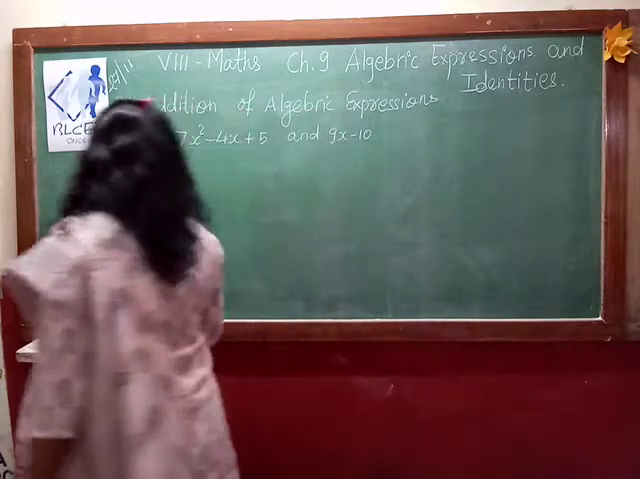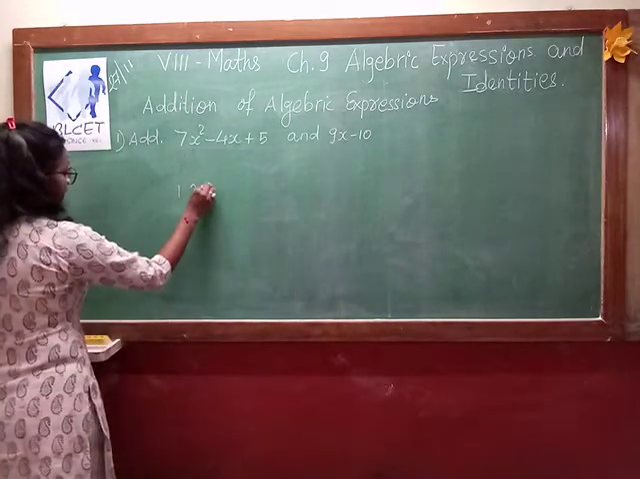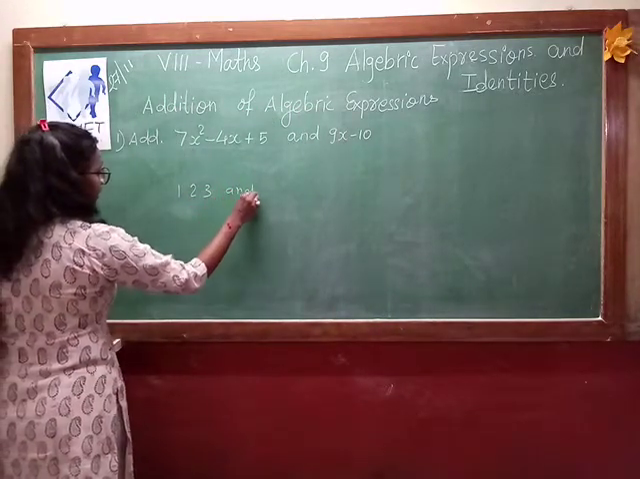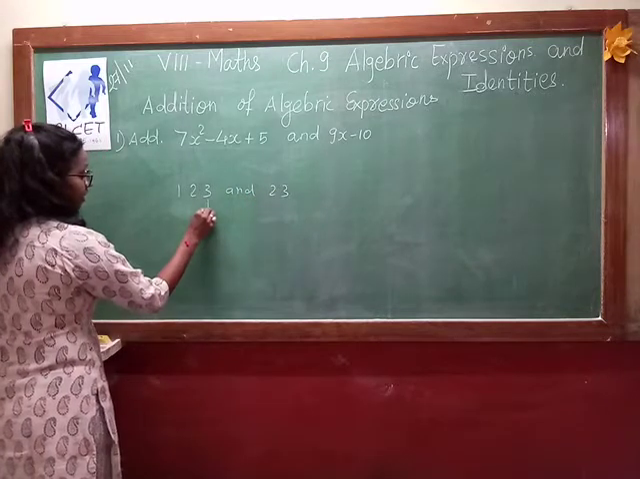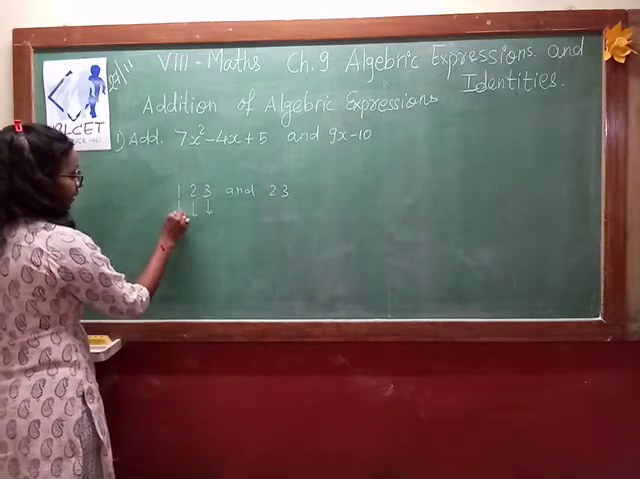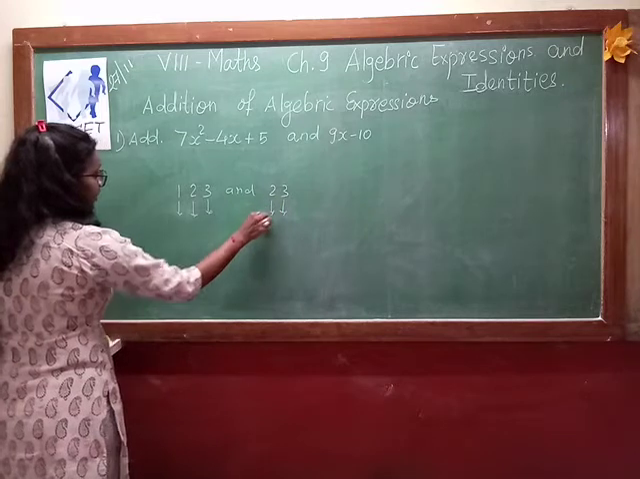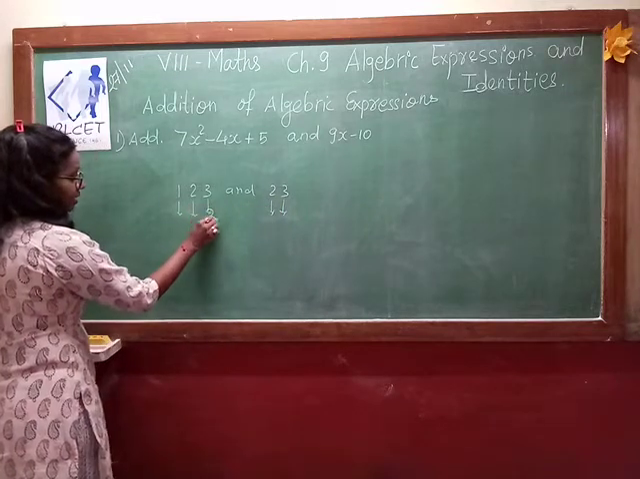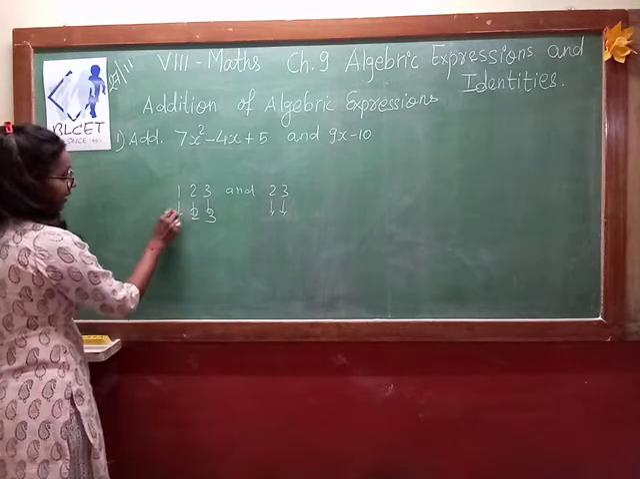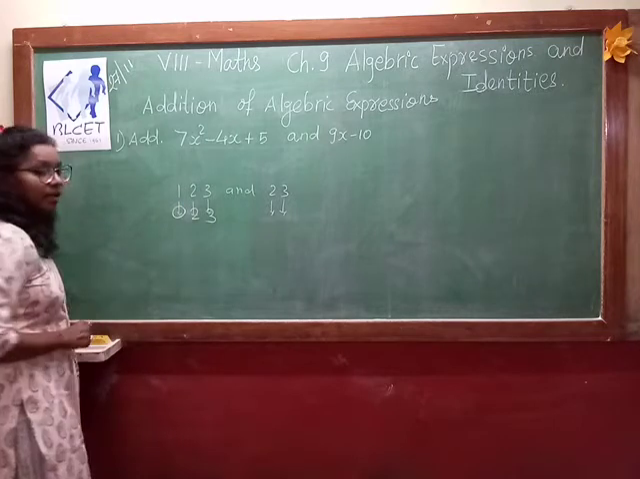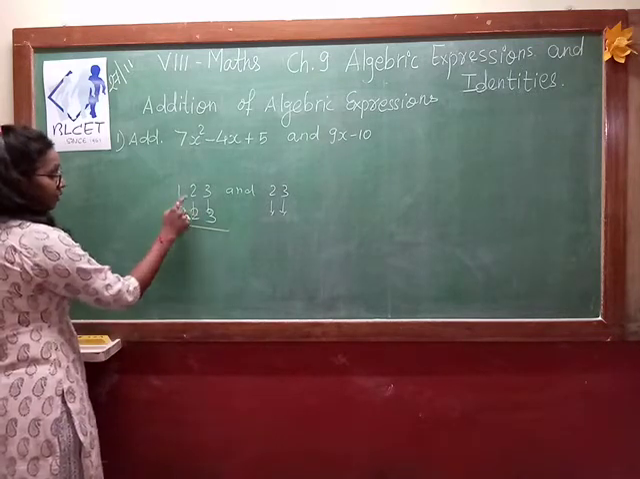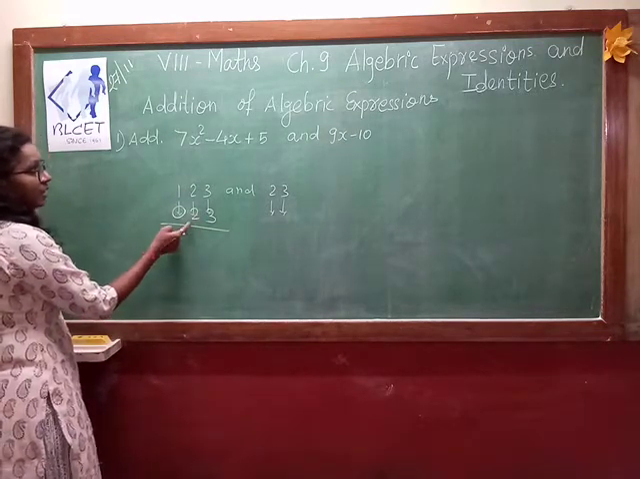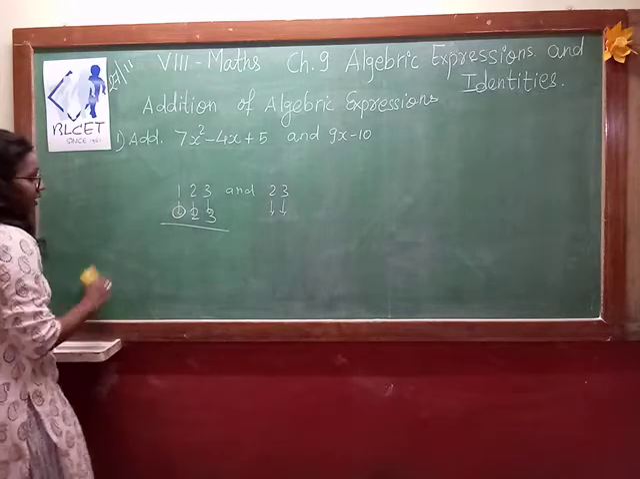Suppose you have to do the addition of 123 and 23. What will you do? This is your ones place, tens place, hundreds place, and you have only ones and tens place. So below ones place, write ones, below tens place, write tens. If there is nothing here, you have to keep 0. And then we do the addition. The same method you have to follow over here.